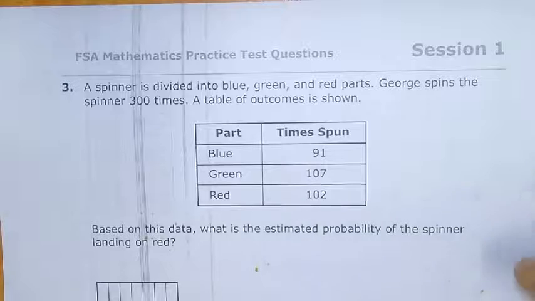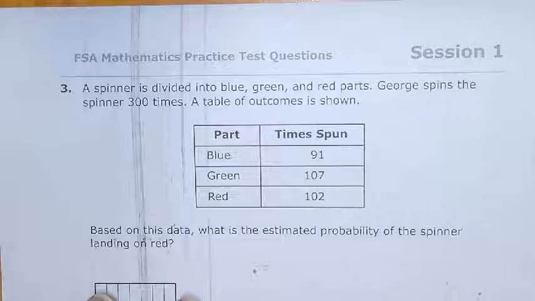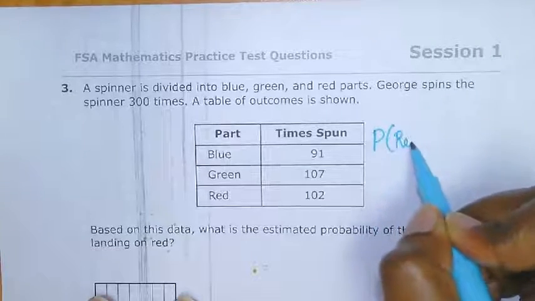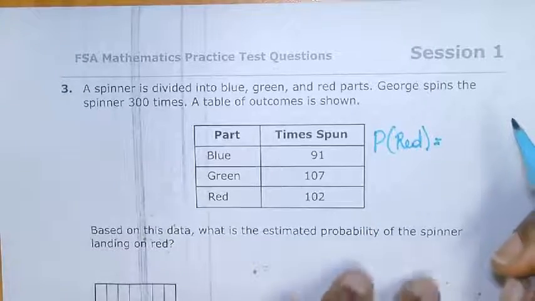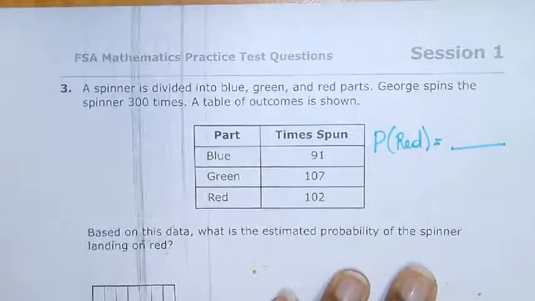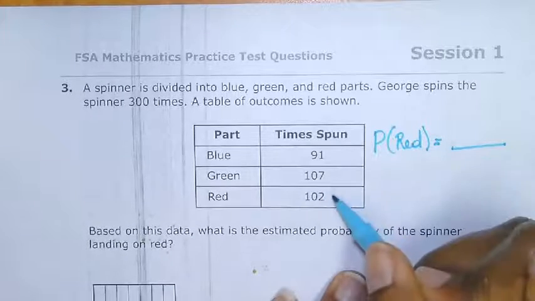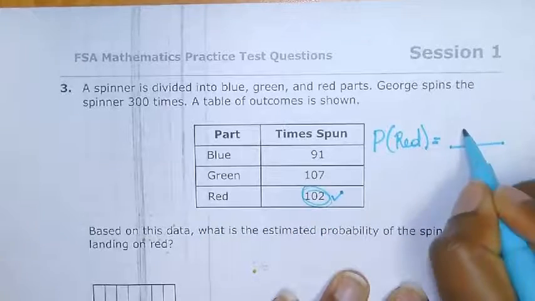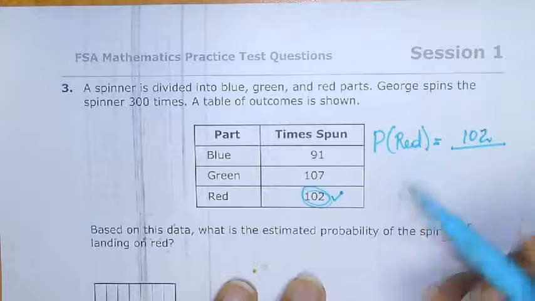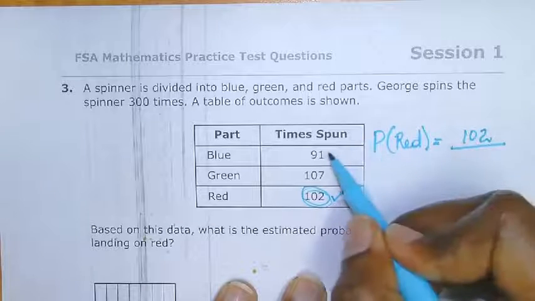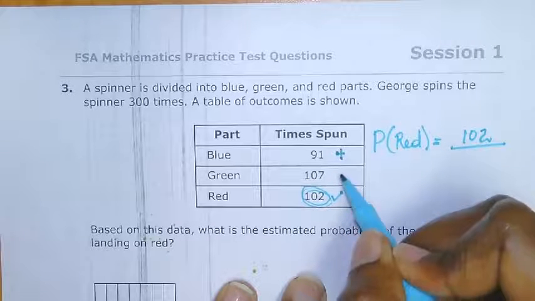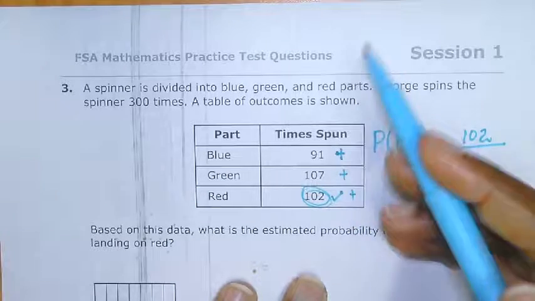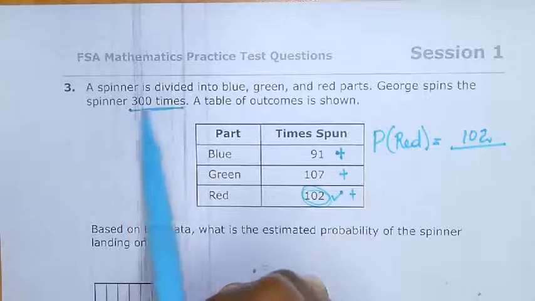So of course, we're looking at a probability question. We want to know the probability of it being red. So what is the probability of getting red? It would be 102, because that's how many times we got red. But your denominator is going to be the total. That means you should be adding 91 plus 107 plus 102. Now of course that should give you 300, and it was also stated in the question.